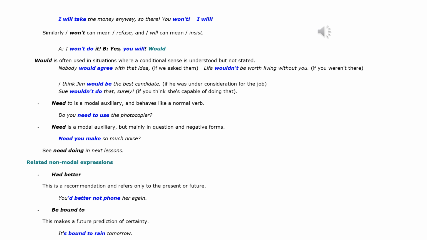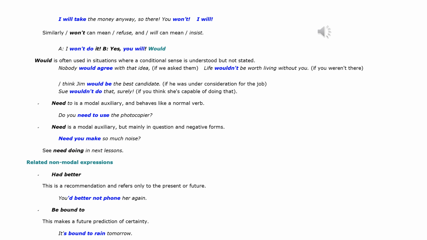I will take the money anyway, so there. You won't, I will. Similarly, won't can mean refuse, and will can mean insist. A: I won't do it. B: Yes, you will.